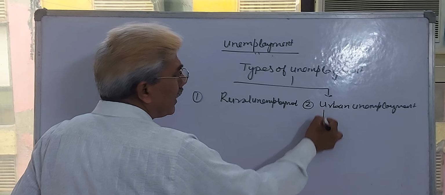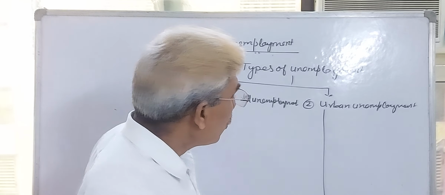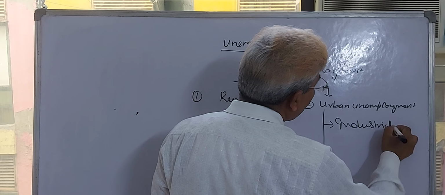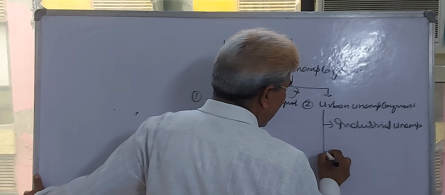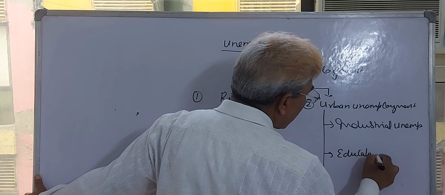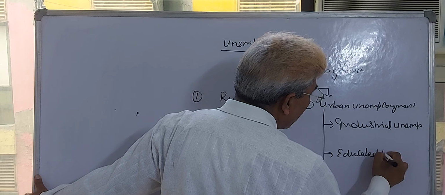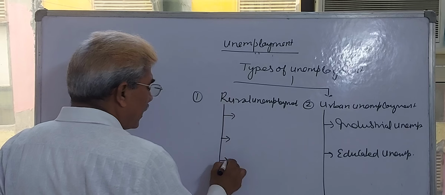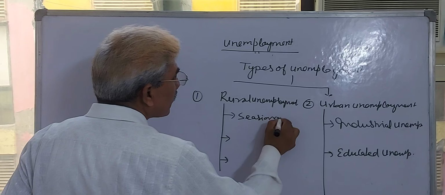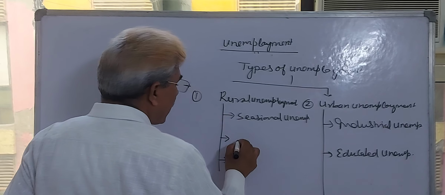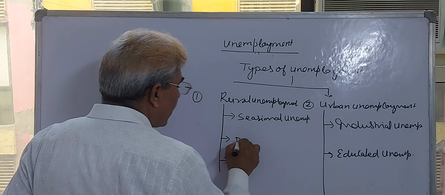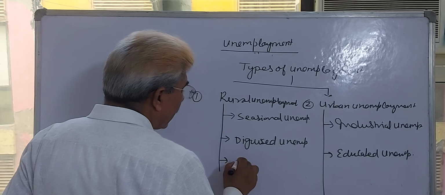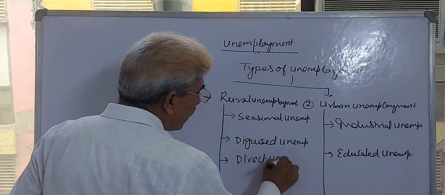Further, you can classify urban unemployment into two categories: industrial unemployment, and second, educated unemployment. In the case of rural, you can classify three categories: seasonal unemployment, second is disguised unemployment, and third one is direct unemployment.